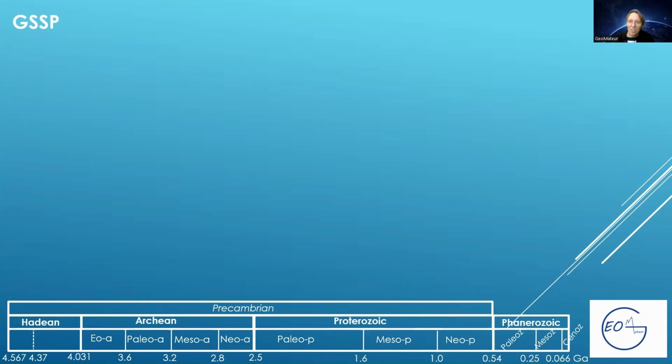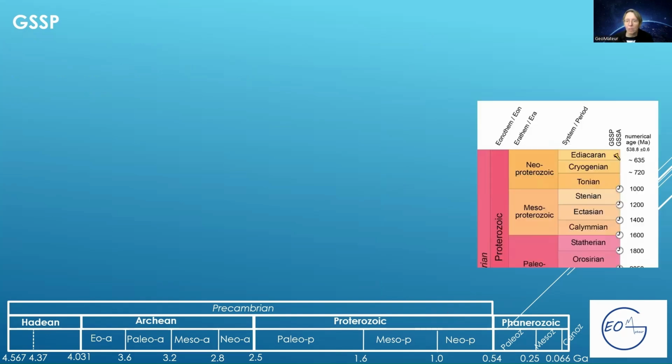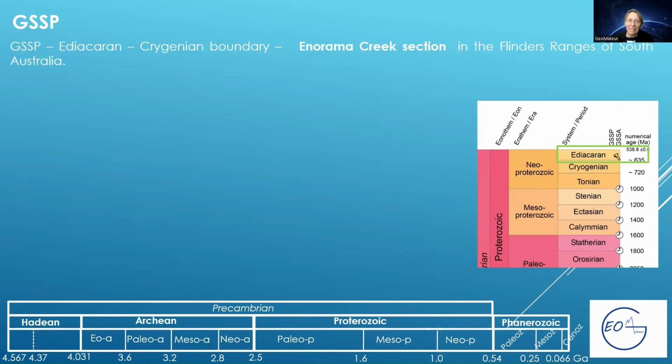The second GSSP I chose for you is special because it's the only one for now established for the bottom border of a system, not for a stage, and it's located in Enorama Creek section in the Flinders Range of South Australia.